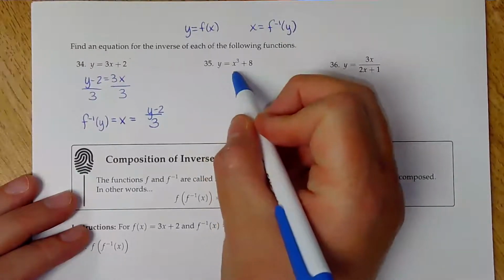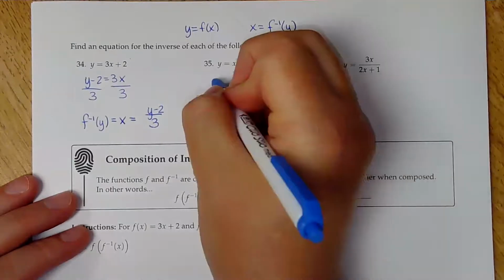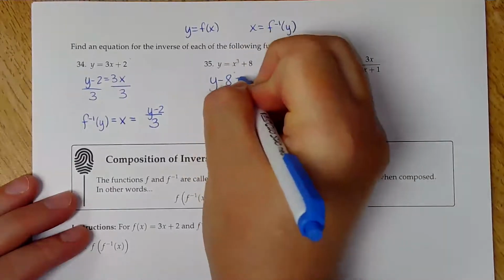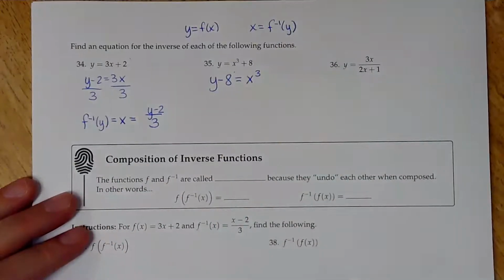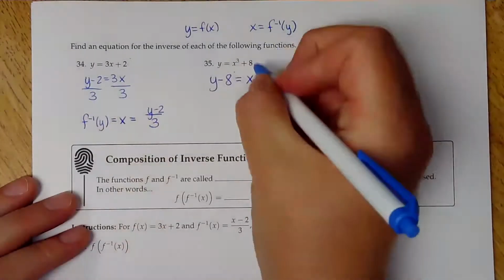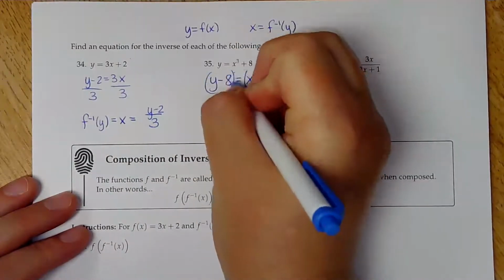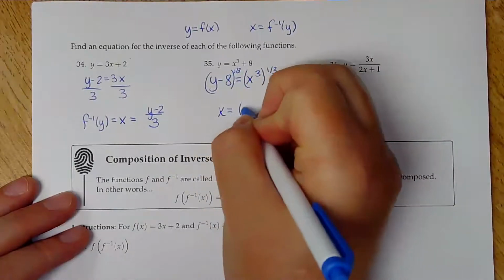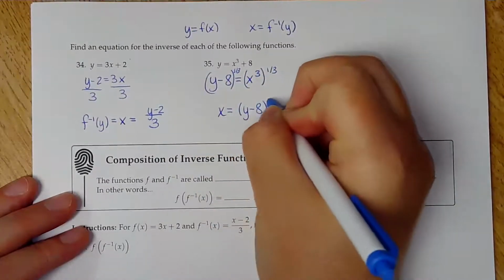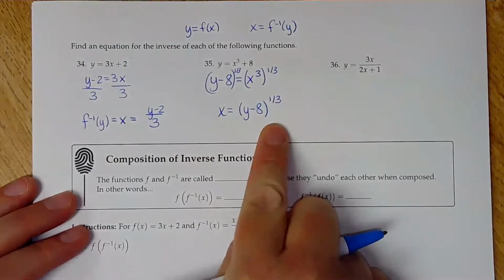So y is equal to x cubed plus 8. So I want to isolate that x cubed, so I'll subtract the 8 over. So I get y minus 8 is x cubed. And then to get x by itself, I need to take the cube root of both sides. So I'm going to take both sides to the 1/3 power. I get x is equal to (y minus 8) quantity raised to the 1/3 power. So this is my inverse function.